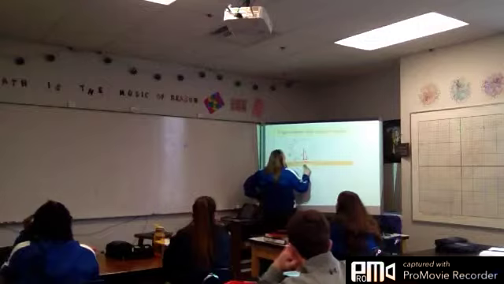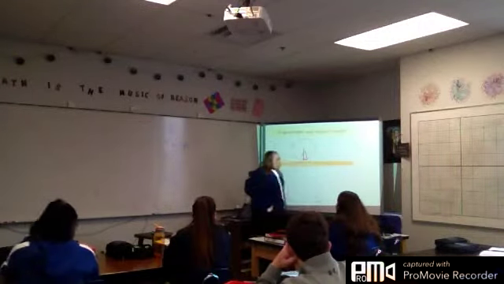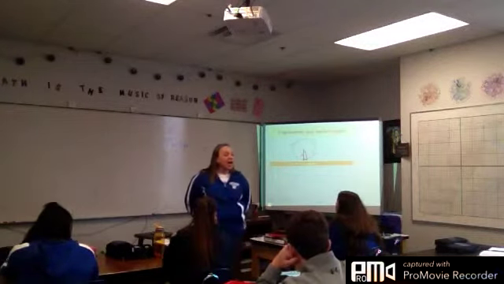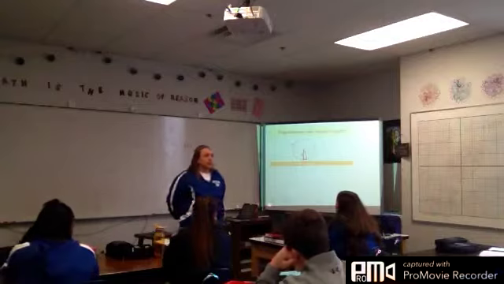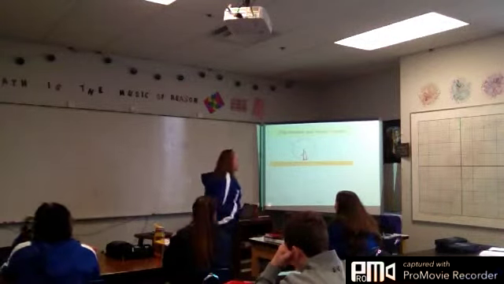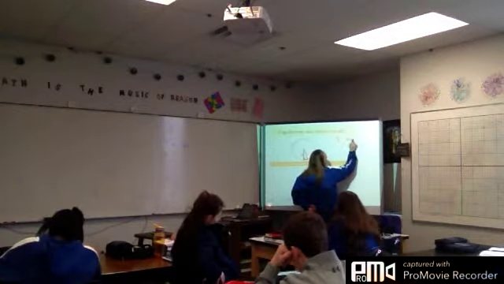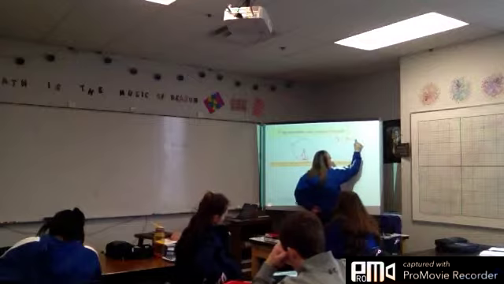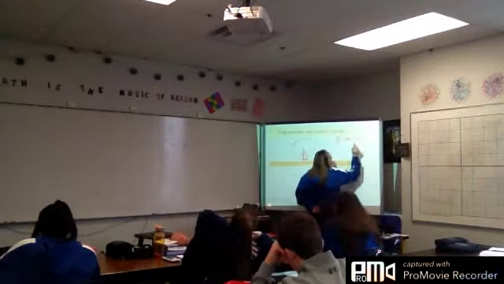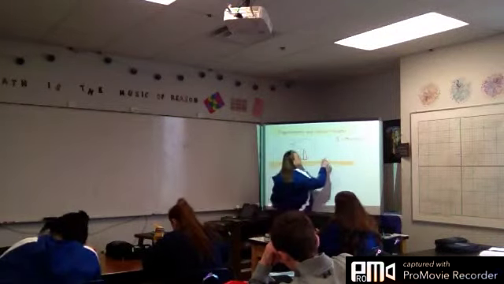What do you know about the interior angles on a regular polygon? Can you figure out what they are? What formula? The sum equals 180 times n minus 2. So 10 minus 2 is 8. What's 180 times 8?